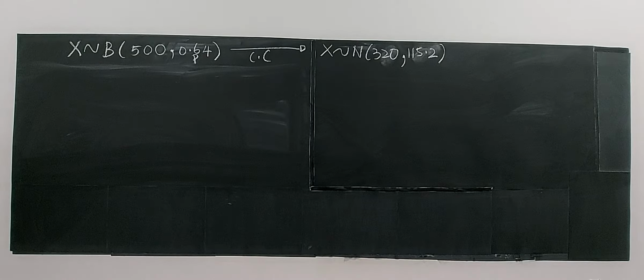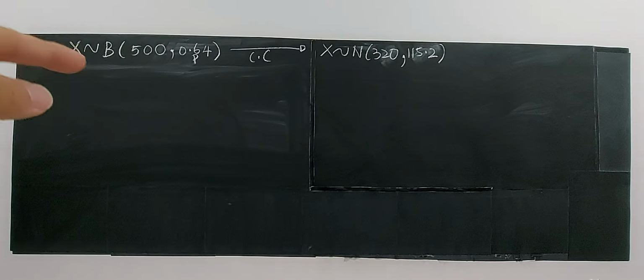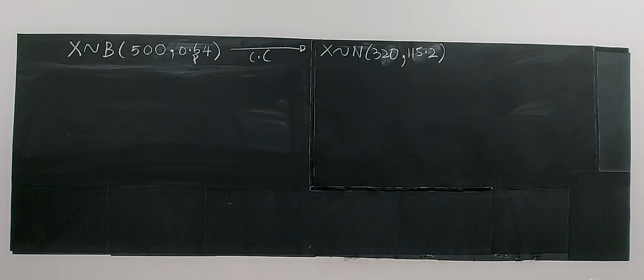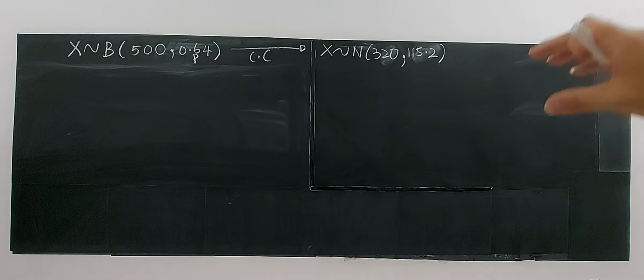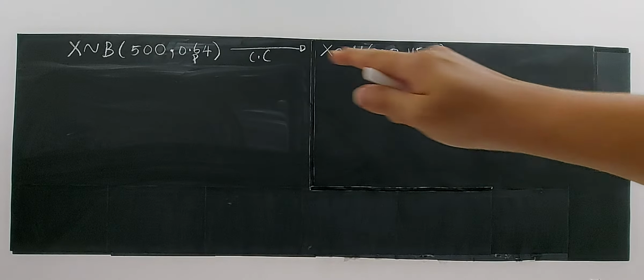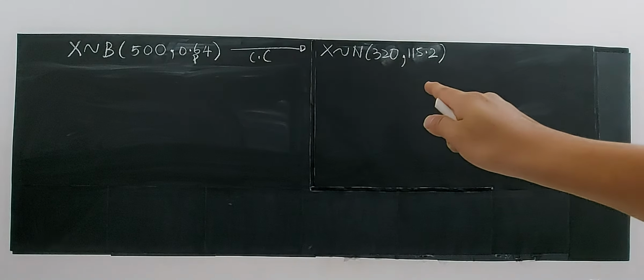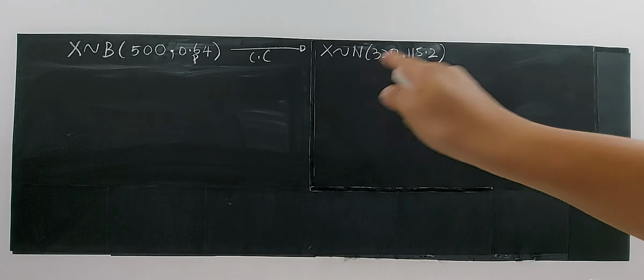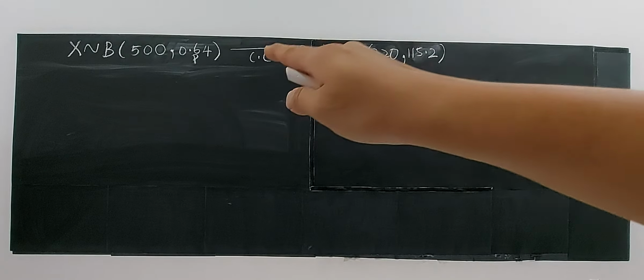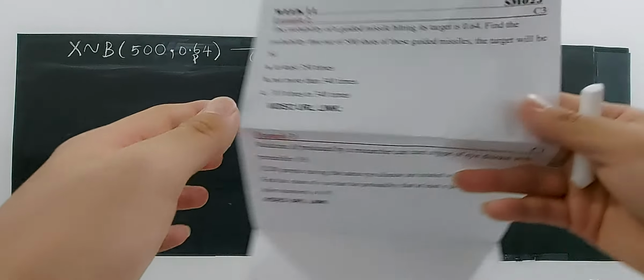Just now I showed you why I am supposed to do approximation, and I have written the condition here. Pay attention: if you transform from a discrete distribution, binomial or Poisson, into a continuous distribution, the normal distribution, we need to do continuity correction. Always remind yourself.